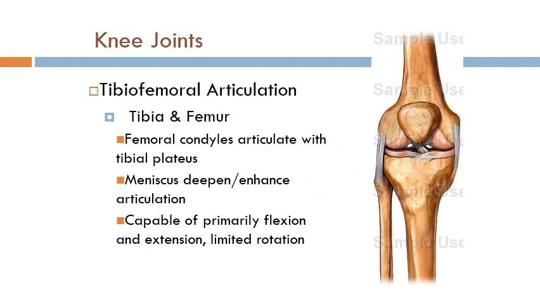Then we have our tibiofemoral articulation. It's the articulation between the tibia and the femur. So you have the femoral condyles articulating with the tibial plateaus. As you see in the picture here, you can see how the meniscus deepens and enhances that articulation. If the meniscus weren't there and the condyles just had to sit on top of this, you'd lose some of that stability and some of that deepening, okay?